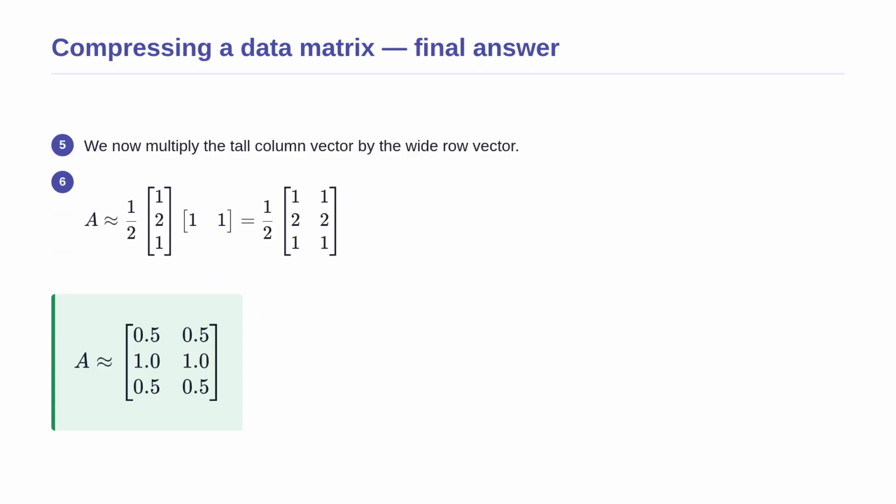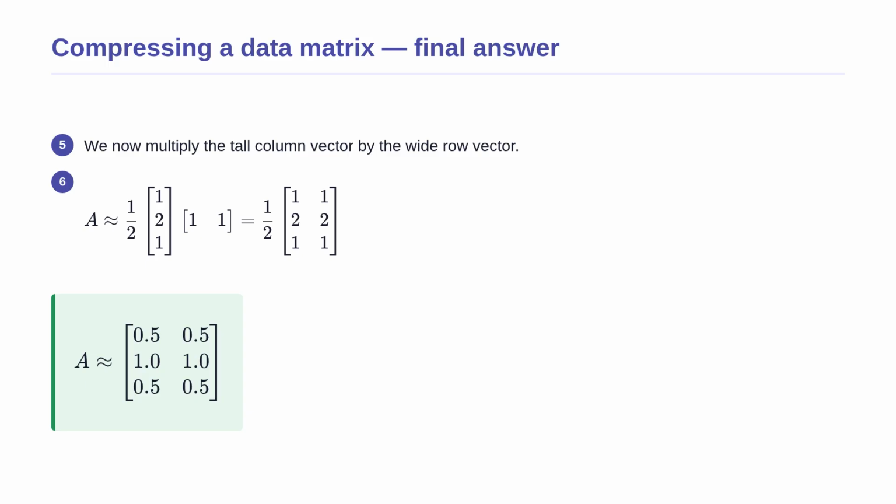Continuing with our compression, we now multiply the tall column vector by the wide row vector. Multiplying a column by a row in this specific order always generates a full grid of numbers. We distribute the values and then multiply everything by our constant of 1/2. This gives us our final compressed version of the original data.